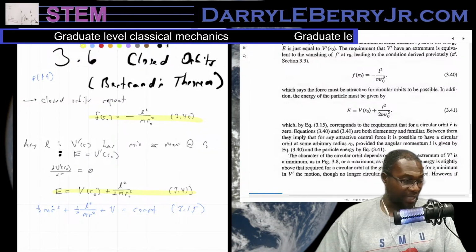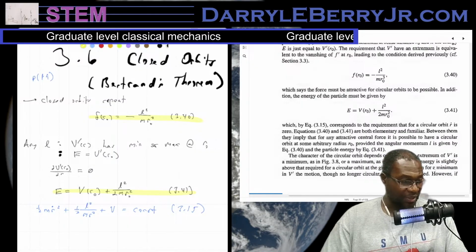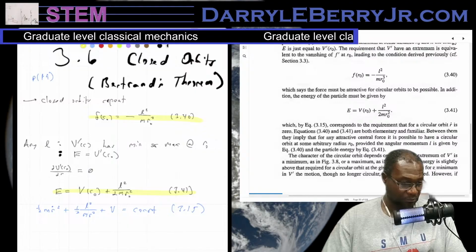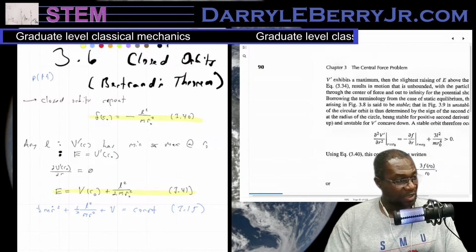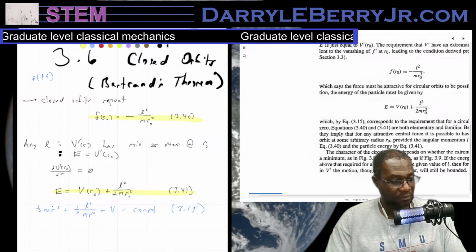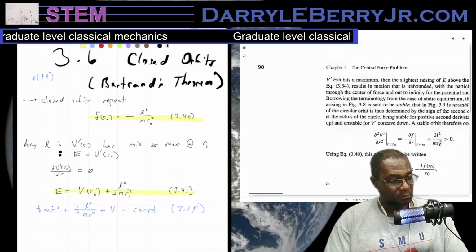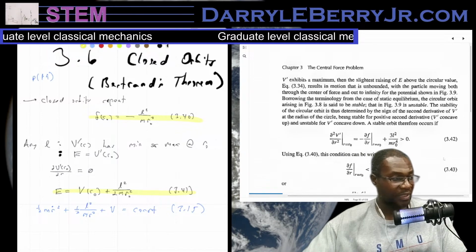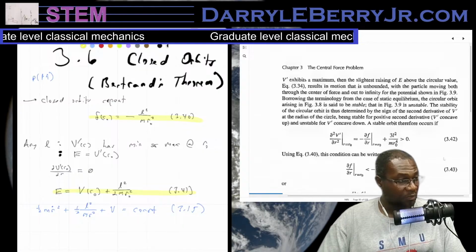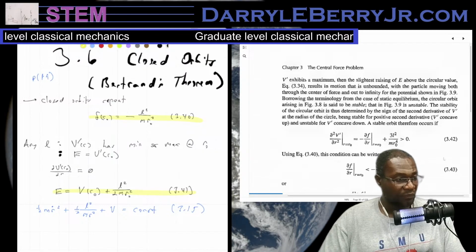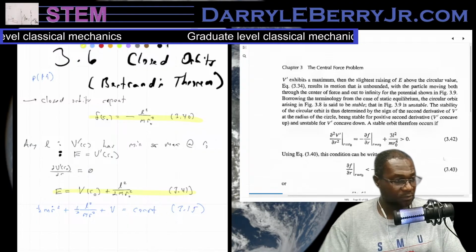If the energy is slightly above that required for a circular orbit at the given value of L, then for a minimum in V prime, the motion, though no longer circular, will still be bounded. However, if V prime exhibits a maximum, then the slightest raising of energy above the circular value 3.34 results in a motion that is unbounded, with the particle moving both through the center of force and out to infinity, with a potential shown in figure 3.9.